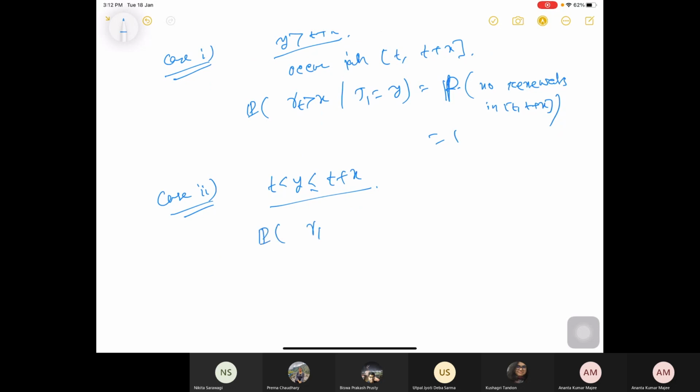So the probability of nu t is greater than x given t1 is equal to y, this is actually 0, because here actually one renewal happened. There we showed that nu t is greater than x if and only if no renewal happens in t to t plus x, but for this case only one renewal happens, at the point y. So the probability of this is equal to 0.